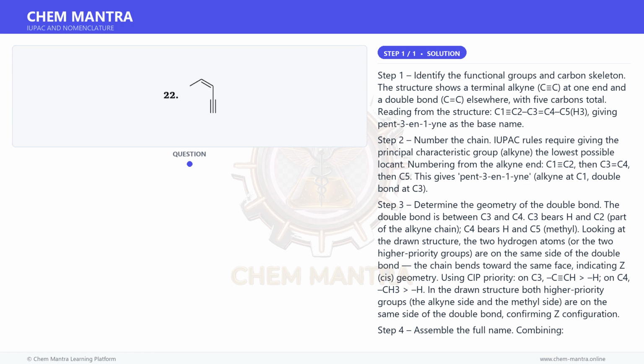Step 4. Assemble the full name. Combining 3Z, pent-3-en-1-yne. Step 5. Why not E? If the groups were on opposite sides of the double bond, it would be 3E, pent-3-en-1-yne. The drawn wedge line geometry shows a Z-cis arrangement. Therefore, the correct answer is 3Z, pent-3-en-1-yne.